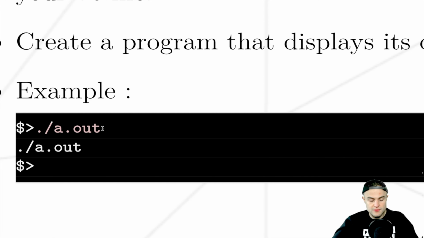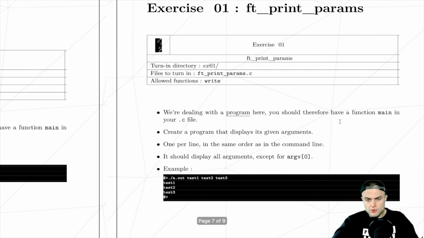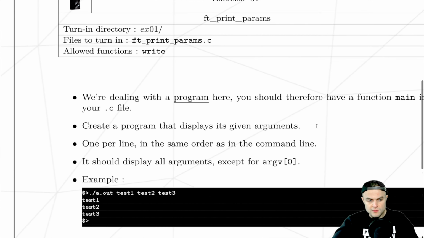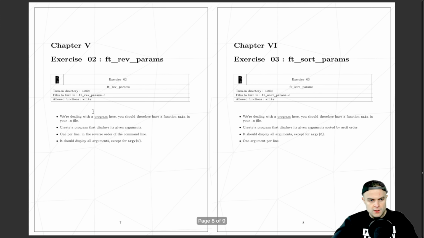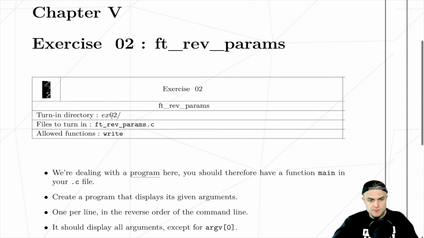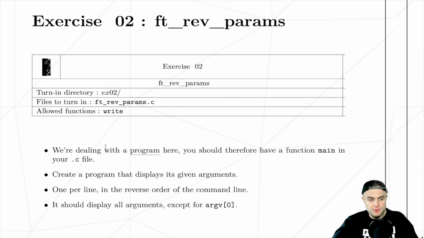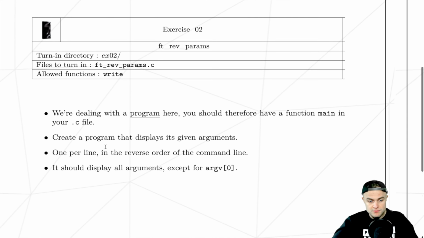classic standard compiled file. Then we need a program that is able to print all the command line arguments. For example, with this output, it has to be able to print test 1, 2, and 3. These are the first, second, and third inputs in my command line. Then the same program essentially, but this time it has to print all the inputs in reverse order. It's going to be trivial.